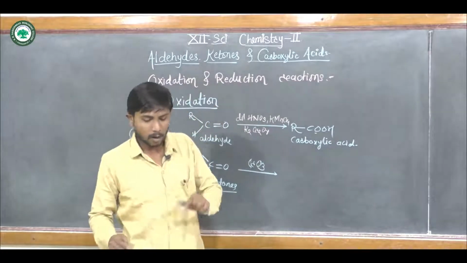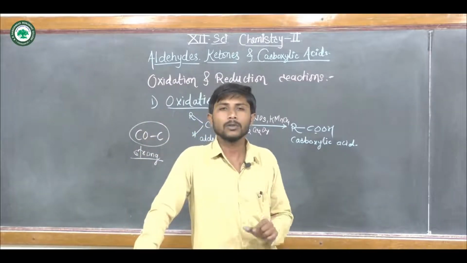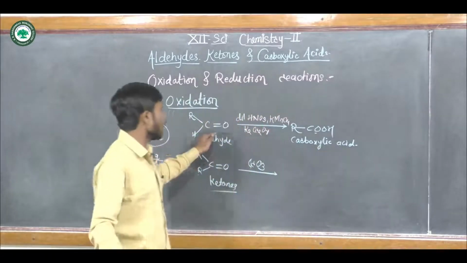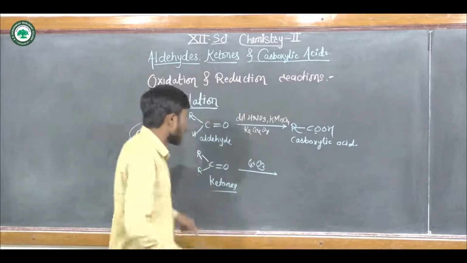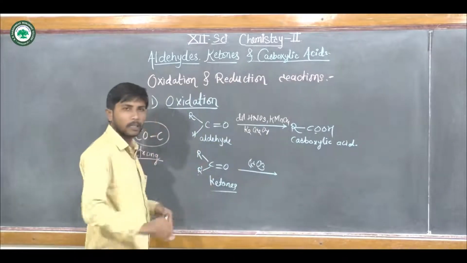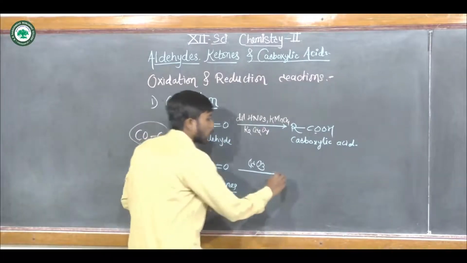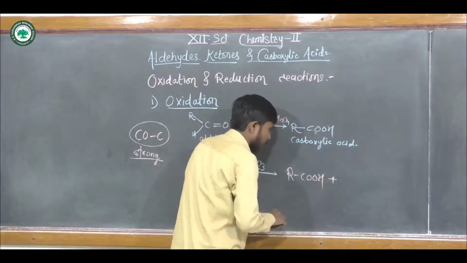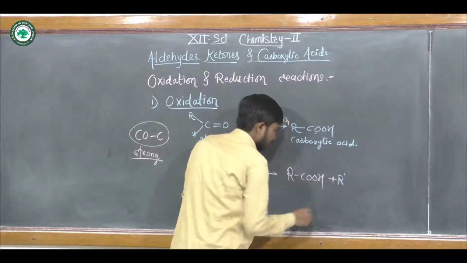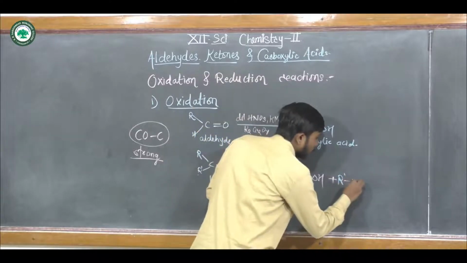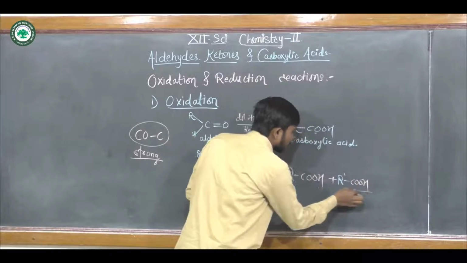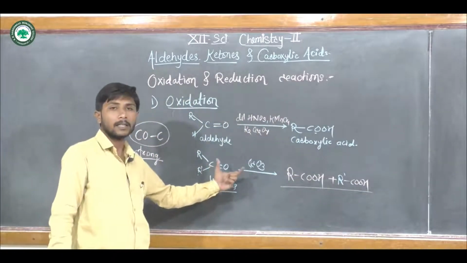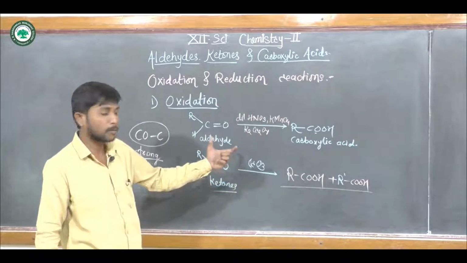Now, in the oxidation of ketones, we should note there is a formation of a mixture of carboxylic acids, while aldehydes give just one single product. As two different alkyl groups are present in the ketone, they form a mixture of carboxylic acids having a smaller number of carbon atoms than the starting ketone.